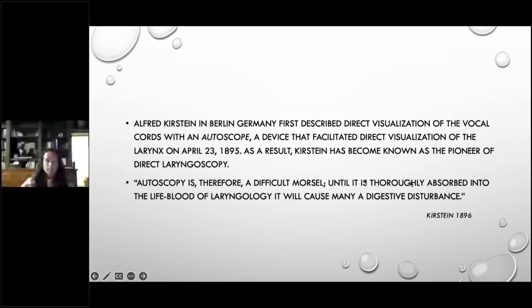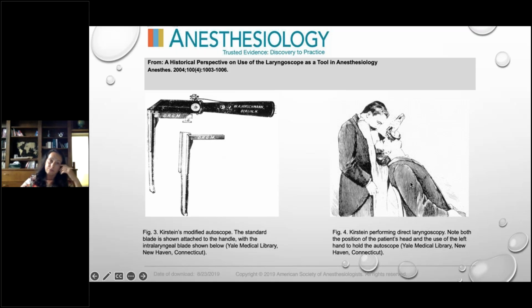This is the otoscope that he modified. If you know what Miller blades look like, these blades look very much like Miller blades, and you can see here the positioning that he used for his direct laryngoscopy, with the patient sitting up and extreme neck extension.